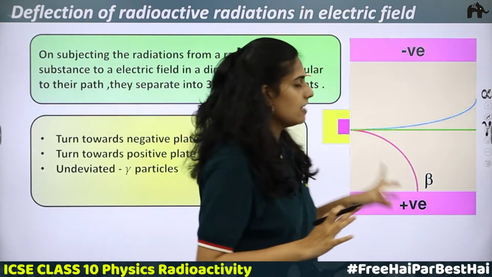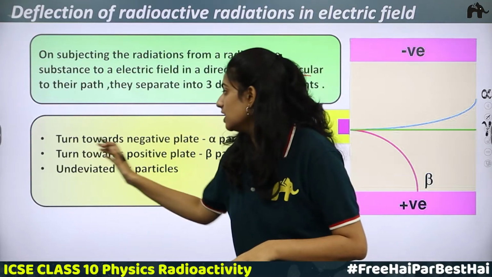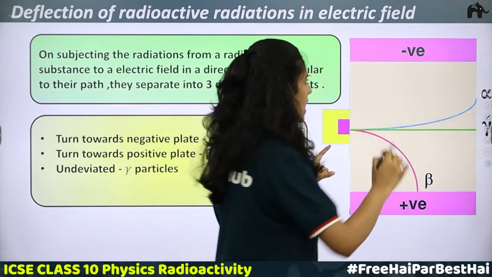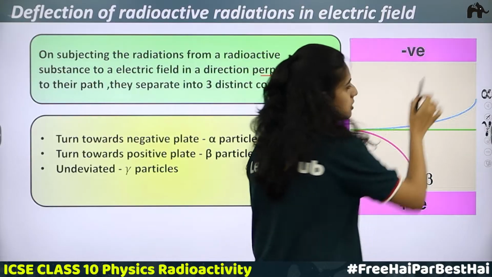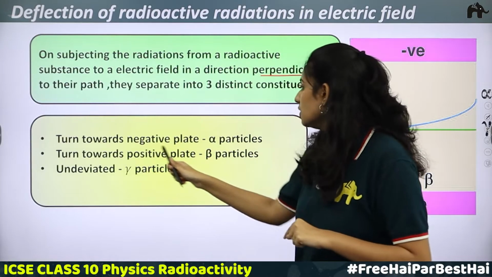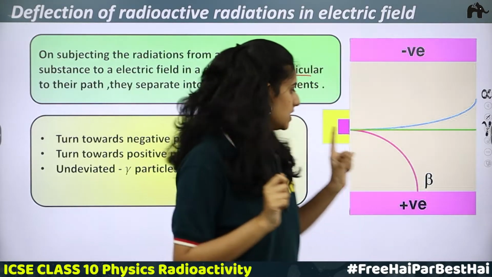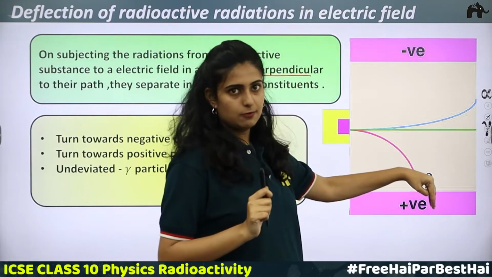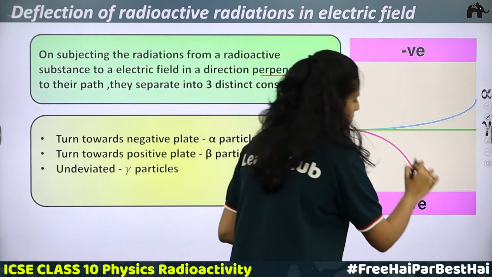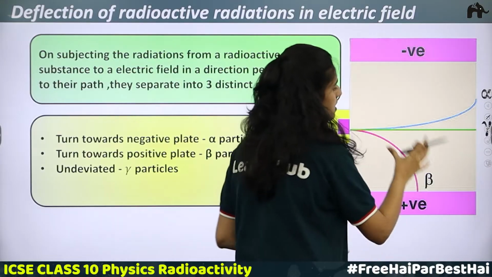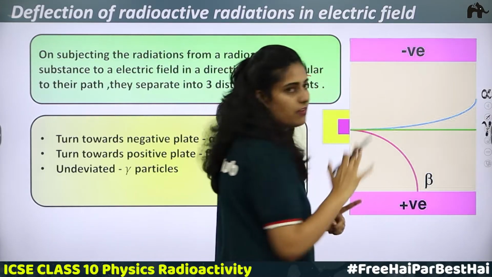Okay. Next, alpha and beta. So turn towards the negative plate. You can see the alpha radiations are turning towards the negative plate. Okay. Then towards the positive plate, the beta particle is towards the positive plate. Again, you can see the deviation produced by the beta is large compared to that of alpha.